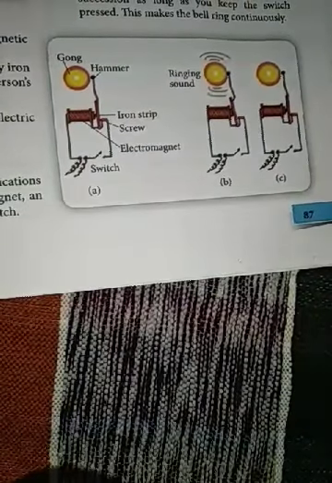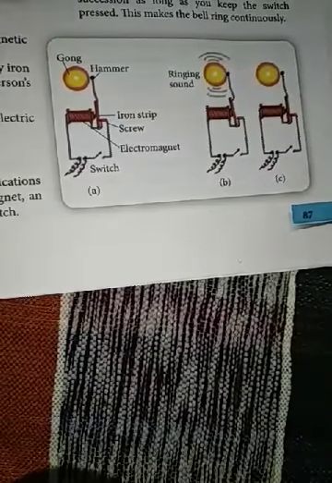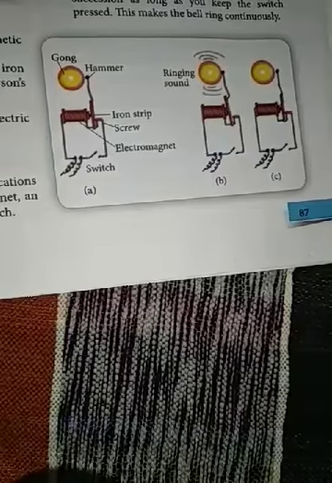All the above steps are repeated in quick succession as long as you keep the switch pressed. This makes the bell ring continuously.